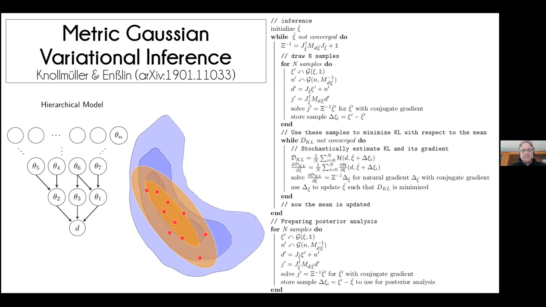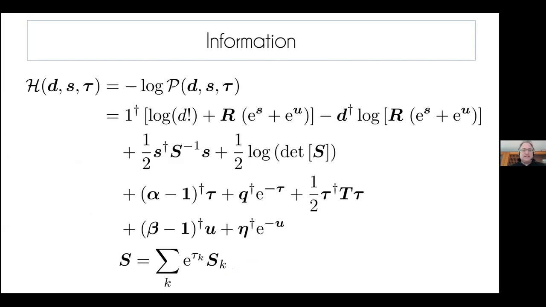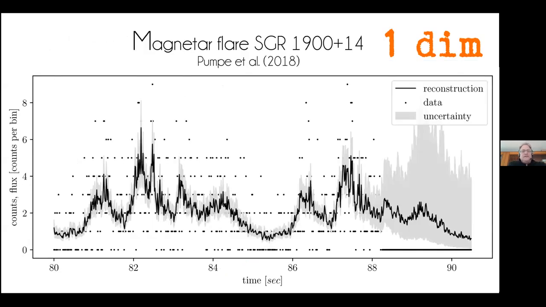Here's the algorithm. I skip details in order to show you results. So let's apply this to a one-dimensional problem. Here we have photon counts as a function of time measured from a magnetar flare. So you see there are zero counts down here, one counts, two counts, and they scatter because there's Poisson noise. The black line is a reconstruction using basically the model I've shown you before from that data. And you see it reconstructs some wiggling curve as a function of time. It has some uncertainty. And after second 88, this detector was dead.